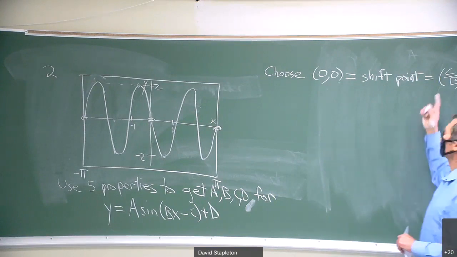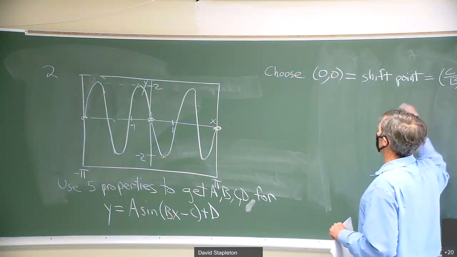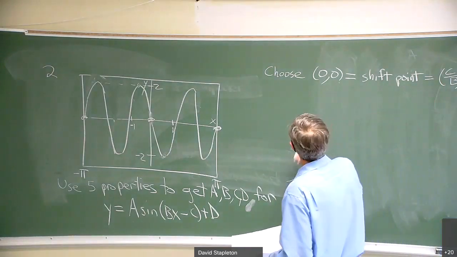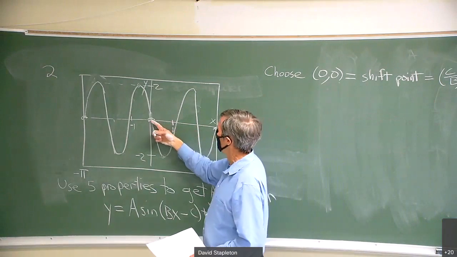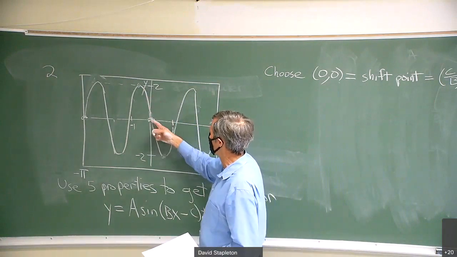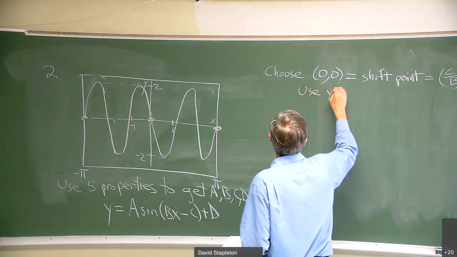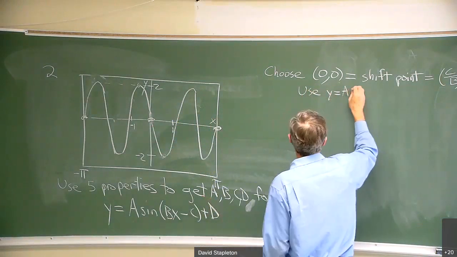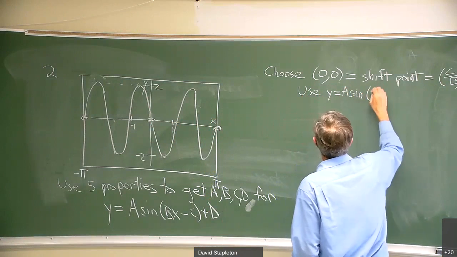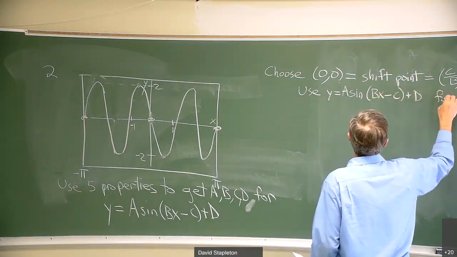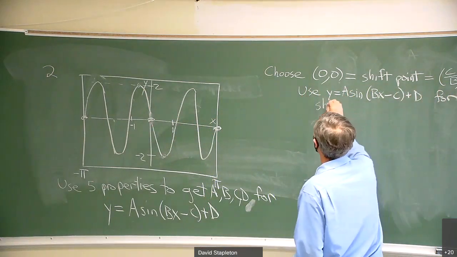And so I know immediately that C over B is 0 and D is 0. Now, if I'm choosing this as the shift point, then I'm going to use sine because it's on the midline, which is the equation I wrote there. A sine of Bx minus C plus D for shift point on midline.